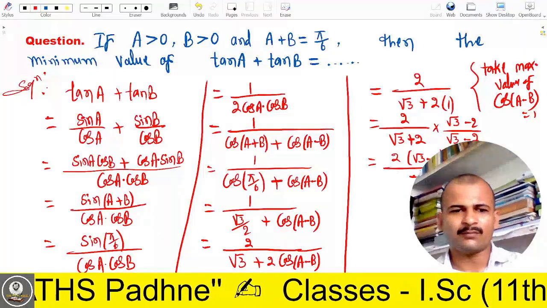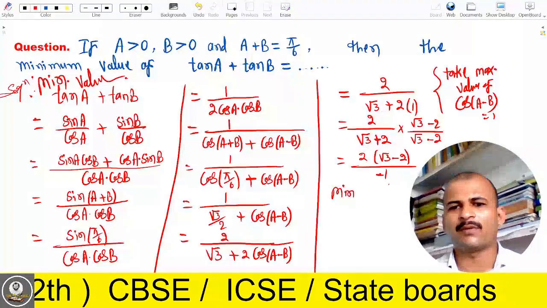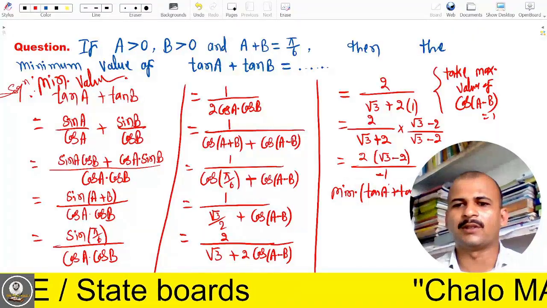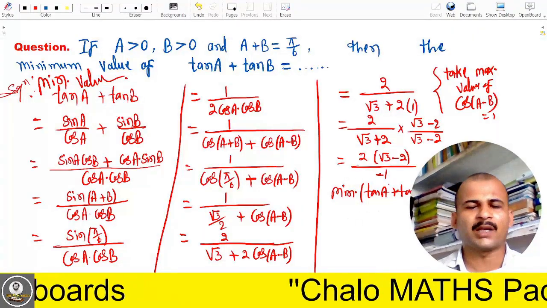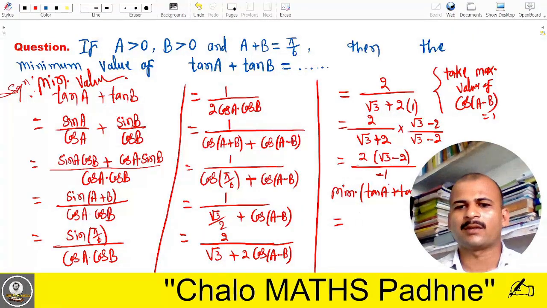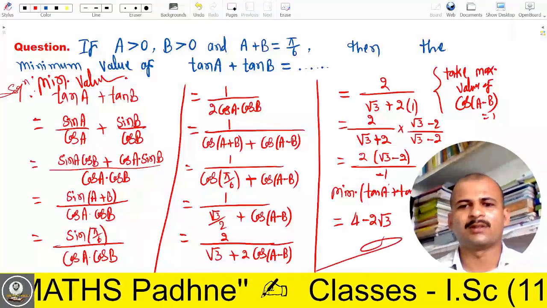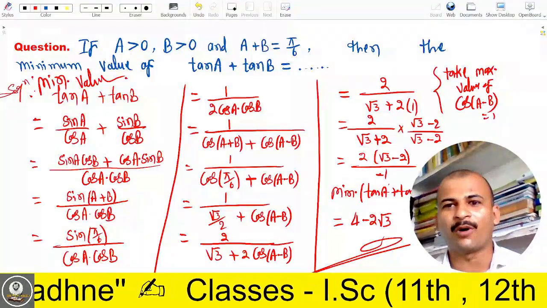So the minimum value of tan A plus tan B equals 4 minus 2 root 3. This is the right answer to this question. I hope you all have understood it.